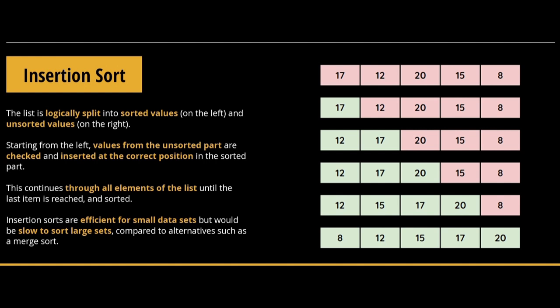This is done with each number in the unsorted section, moving them one by one into the correct position in the sorted section. The steps are repeated for every number until there are no more numbers left in the unsorted section and all numbers are in the sorted section in order. The image shows this process step by step with the numbers 17, 12, 20, 15, and 8.